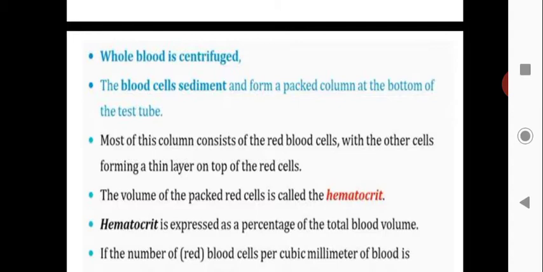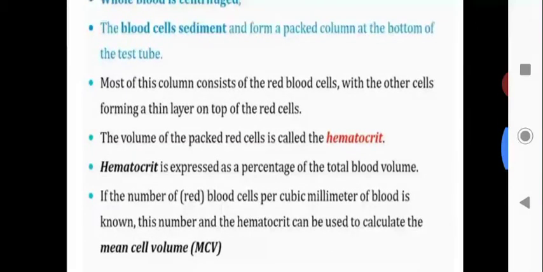The volume of the packed red cells is called the hematocrit. The hematocrit is expressed as a percentage of total blood volume.